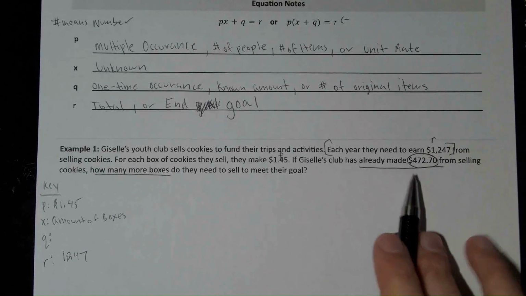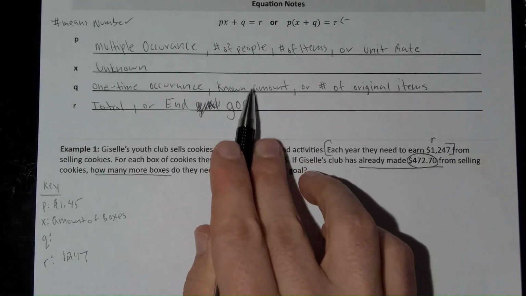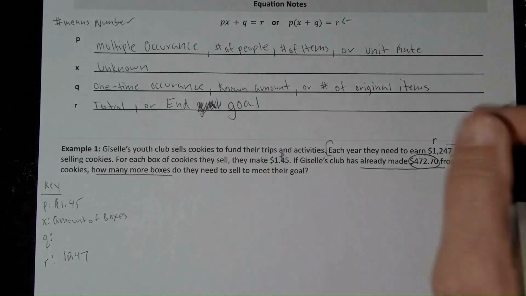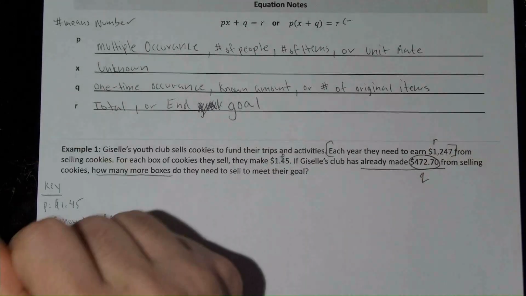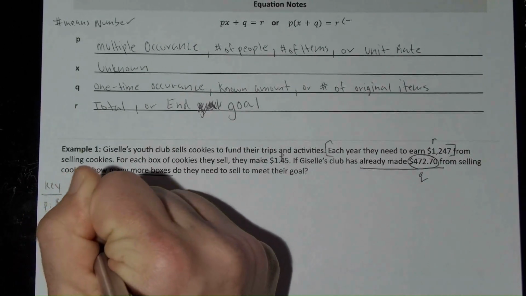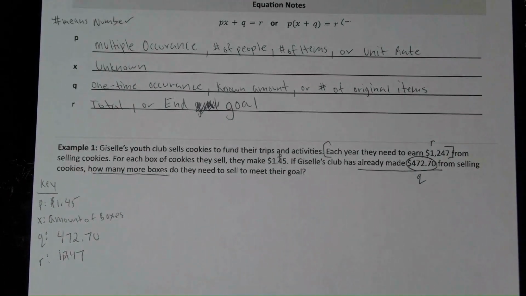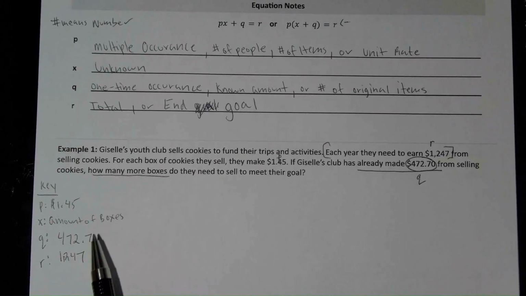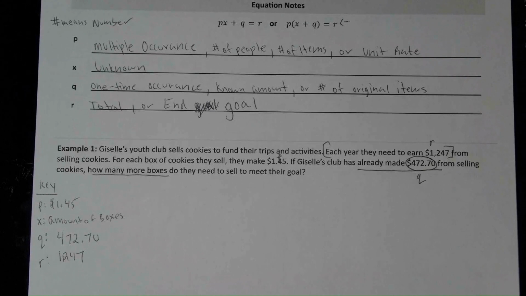And then finally, our last number. If Giselle's club has already made, keywords already made, $472.70, that is what we know we made. We know we already made that. And so that makes this our Q value. So that means this would be $472.70.